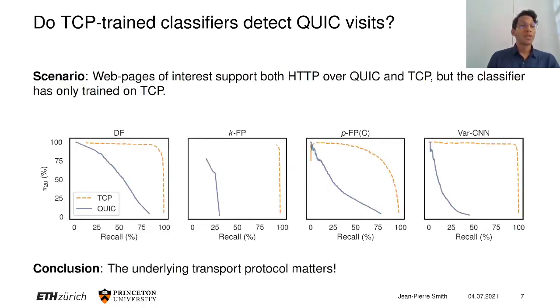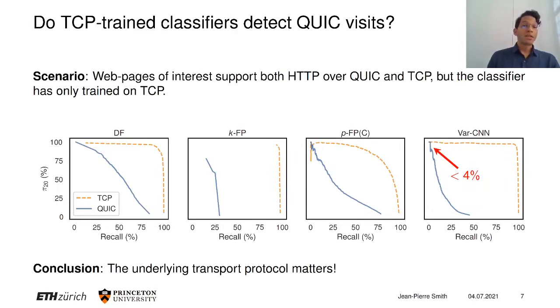And what we found was, here the underlying transport protocol matters. Consider the VARCNN classifier. When it was able to detect TCP samples with nearly 100% precision and recall, it was only able to detect less than 4% of the QUIC samples. That means 96% of the QUIC samples were actually evading detection for this classifier. The other classifiers did not perform significantly better, and most were unable to detect the majority of the QUIC monitored samples. Therefore, an adversary will now need to consider both protocols in his future endeavors.